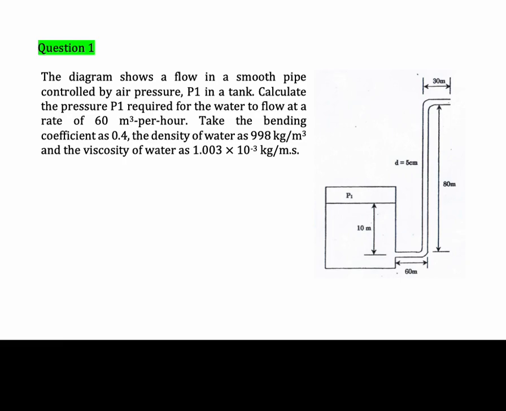Take the bending coefficient as 0.4, the density of water as 998 kg per meter cube, and the viscosity of water as 1.003 times 10 to the power of minus 3 kg per meter second. So in this situation, we have a tank here, and this tank is pressurized with a certain amount of pressure. Because it is pressurizing, it could push water here to travel into this pipe and then to move out at this outlet.